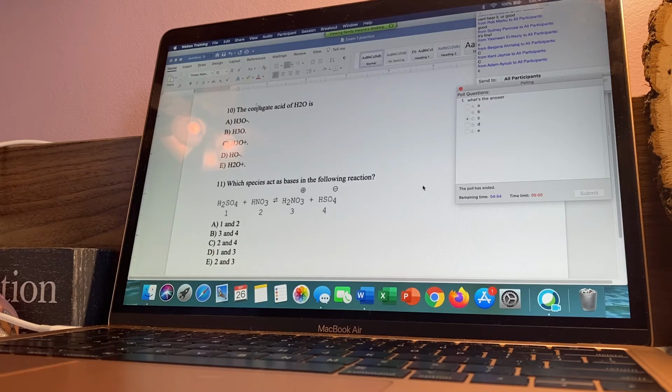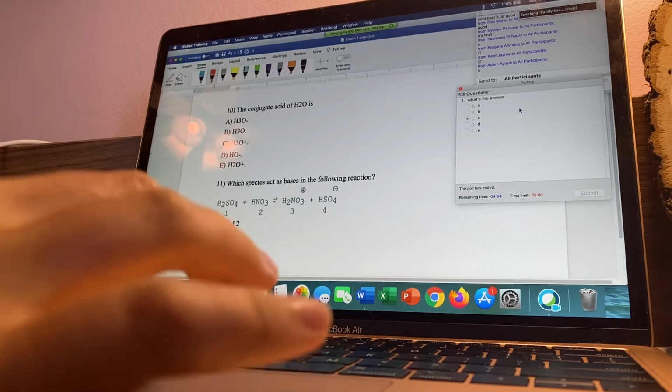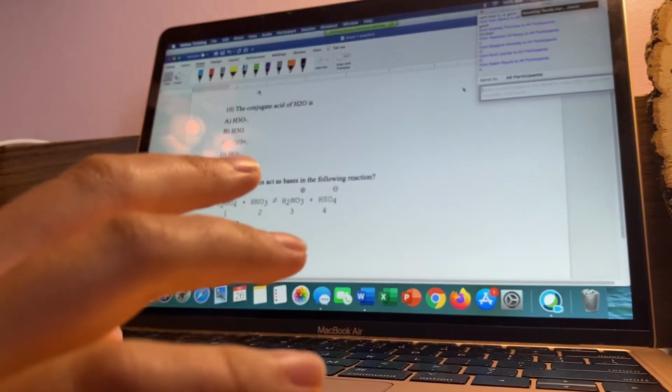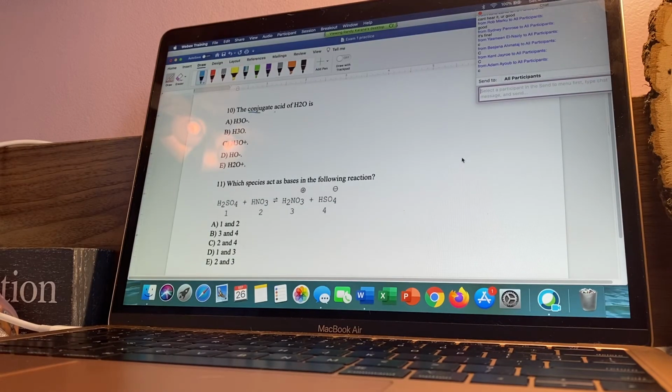I guess I don't have to explain this too much. It just says conjugate acid, right? So acid is the big word. It's asking you if you were to protonate this, if you were to add a hydrogen plus, what would you get? The answer would just be C, because if you protonate it, you'll have 3 hydrogens, and that's really it.